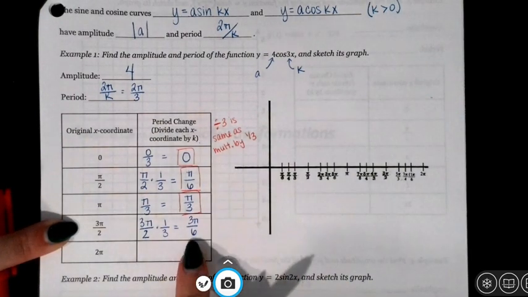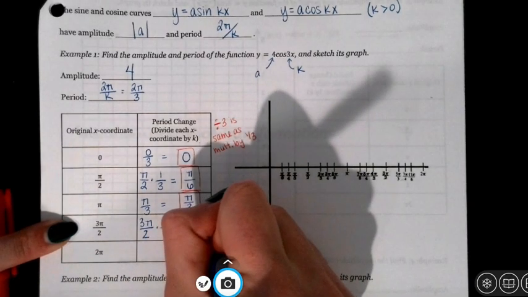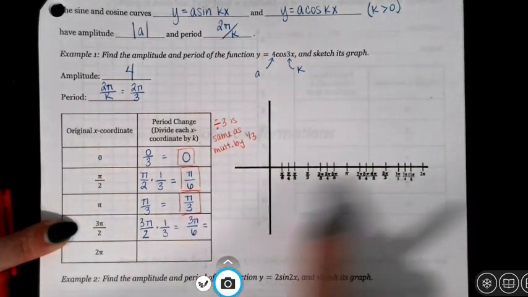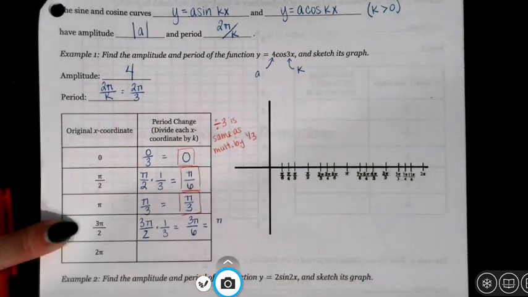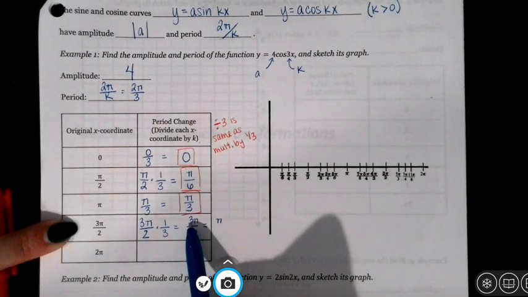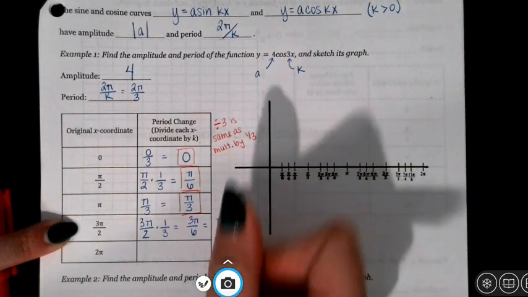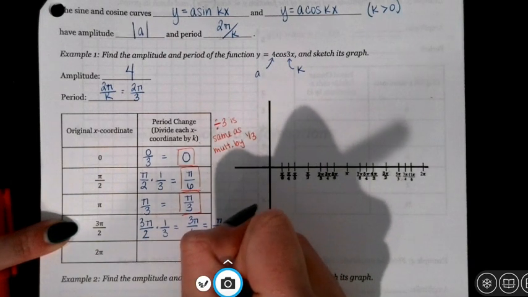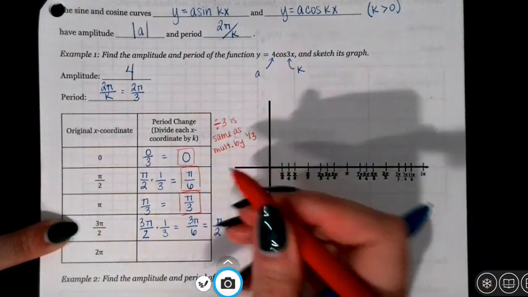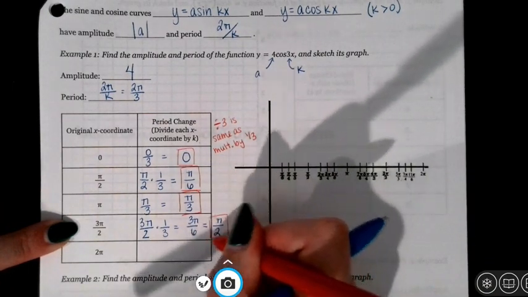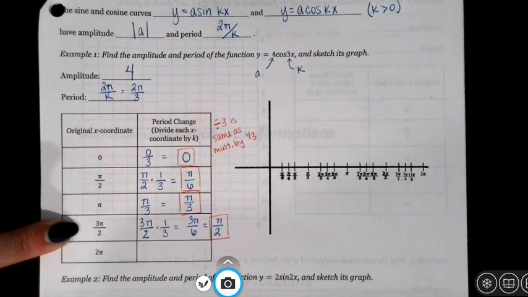Now, I do notice that this can be simplified, so I'm going to do that because if you look on the x-axis here, 3 pi over 6 does not show up because I can divide both the 3 and the 6 by 3. When I do that, my fraction simplifies to pi over 2. And pi over 2 is labeled on the x-axis, which is going to help us out. So I do want to simplify it if I can.